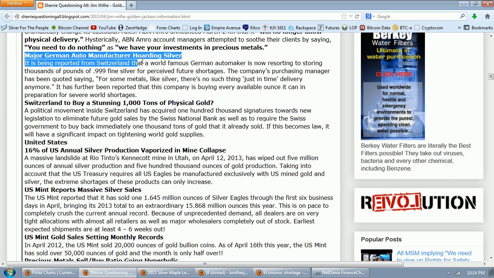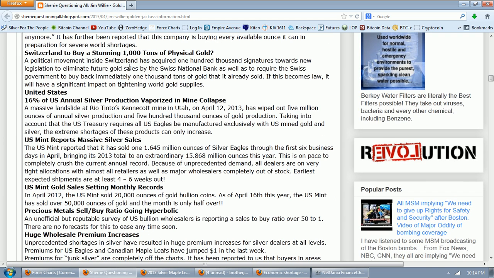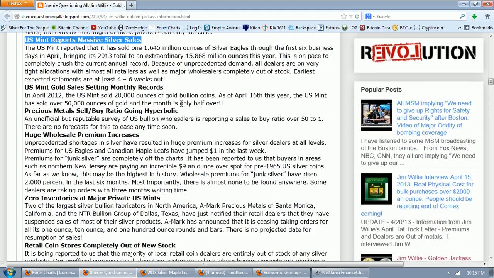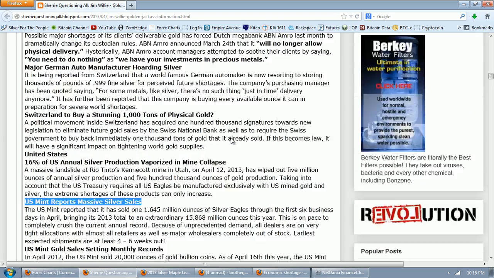Major German auto manufacturers are hoarding silver. It's being reported from Switzerland that the world-famous German automaker is now resorting to storing thousands of pounds of .999 fine silver for future shortages. Switzerland to buy a stunning 1,000 tons of physical gold? United States, 16% of annual U.S. silver production vaporized in mine collapse. U.S. Mint reports massive silver sales, and it goes on and on.